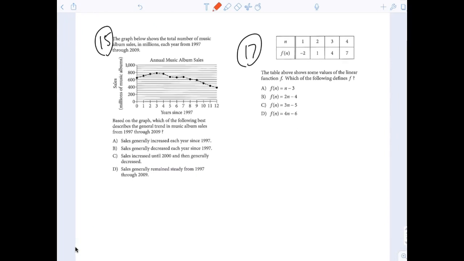The graph below shows the total number of music album sales in millions each year from 1997 through 2009. All right. Which of the following best describes the general trend in music from 1997 to 2009? What is that, guys? I'm pretty good with that. Does everybody agree? I don't think that was too bad.